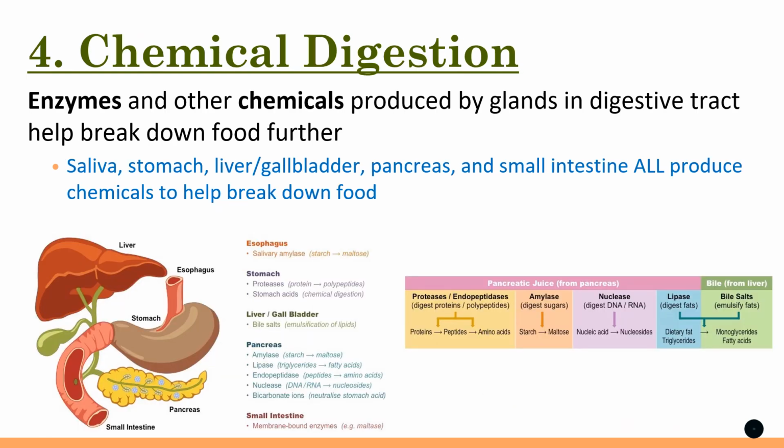We also have chemical digestion. In chemical digestion, enzymes and other chemicals produced by glands in the digestive tract help to break down food a little bit further. So this is going to be things like saliva, all of those digestive juices in our stomach, our liver and gallbladder and pancreas that secrete all of the digestive juices that we need. And then our small intestine also. All of these produce chemicals that help us break down this food in a chemical way.